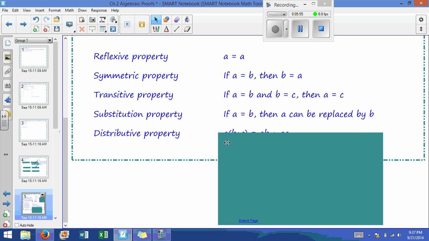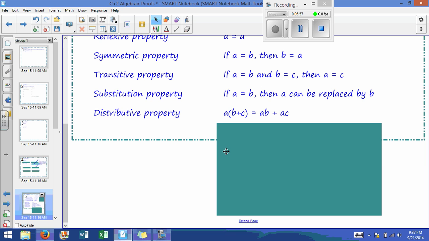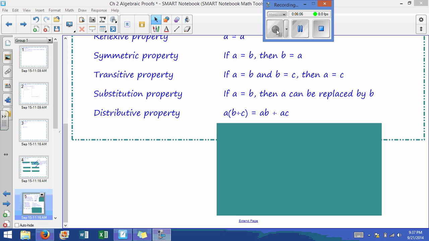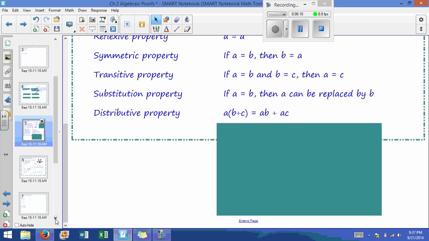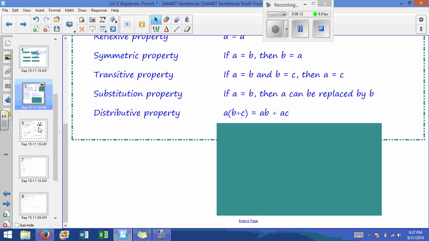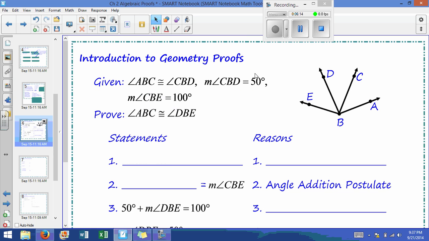And finally, the distributive property is just an algebraic property you've probably done for a while now. When you have a number outside of parentheses, you need to distribute it in. So hopefully these definitions make sense, but let's try using it in another proof so we can see how it would play out in action.